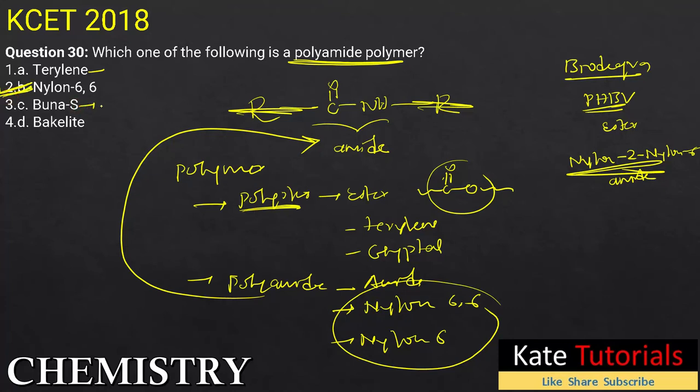Buna is nothing but a copolymer of rubber, right? Synthetic rubber. There you will learn about Buna. Bakelite is a condensation polymer which will have cross linking like this, right? This also you have studied in the chapter polymers. So this is about question number 30. Thank you.